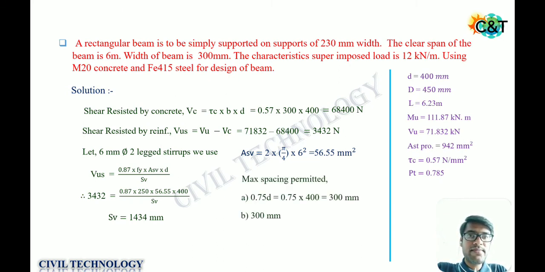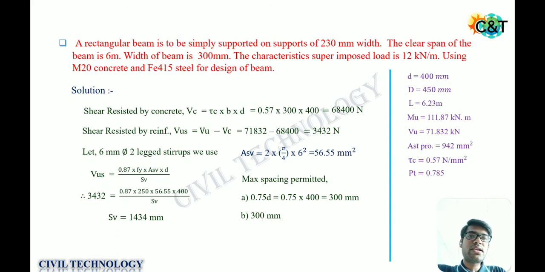So what is the criteria? As per IS 456, the maximum spacing permitted for stirrups is 0.75 of d, that is 0.75 of the effective depth 400 mm, which comes out as 300 mm, and the second condition is exactly 300 mm. This means our spacing should not be greater than both of these values. In our case the required spacing is more than both of these values, so we have to consider the maximum spacing as 300 mm.